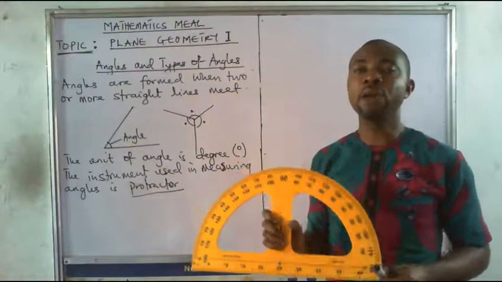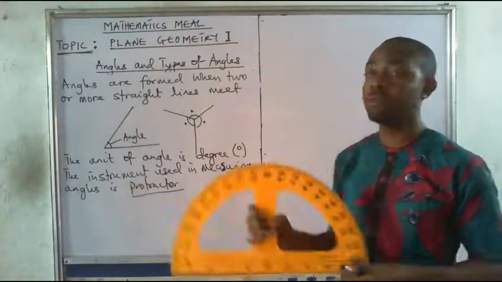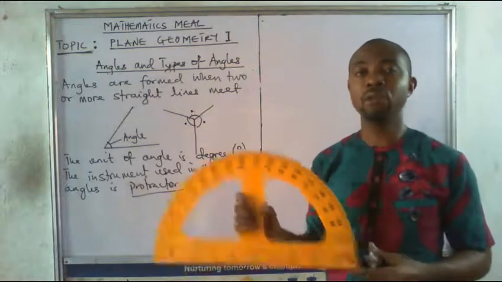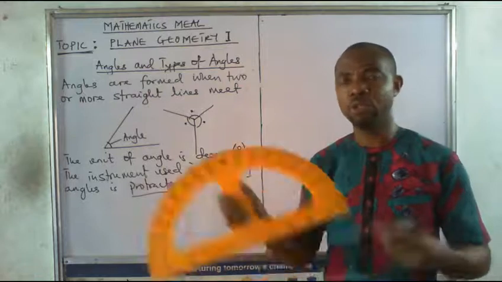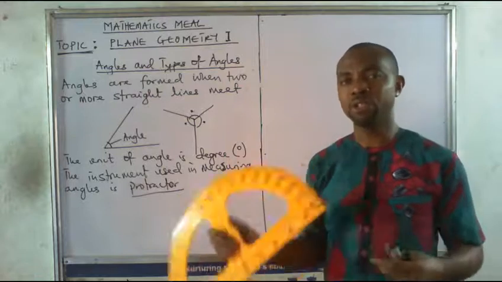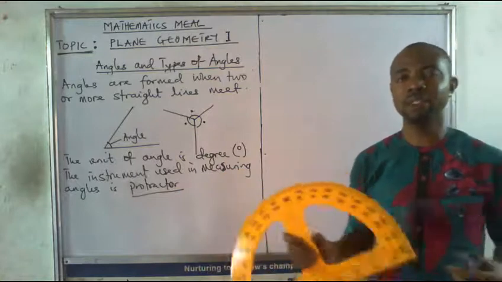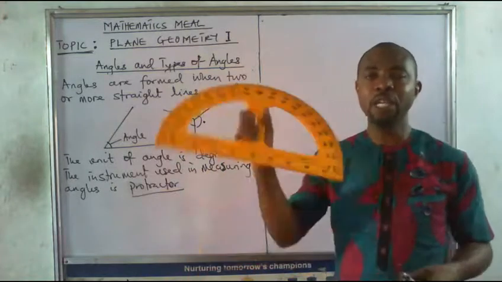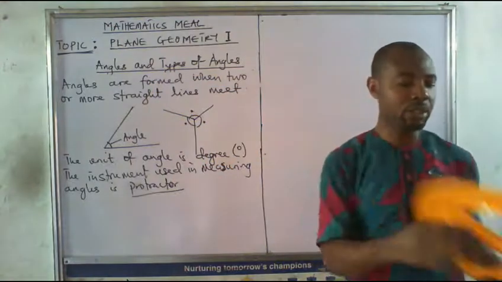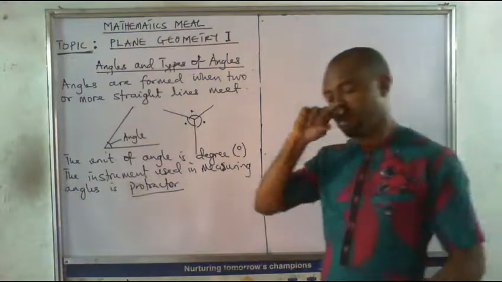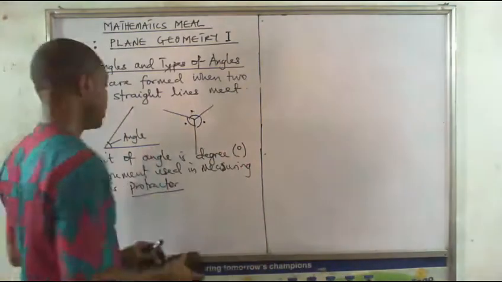We're going to use it by the time we start looking at geometrical construction. Remember, we are still in plane geometry 1. In plane geometry 2, we look at shapes, and then in plane geometry 3, we start doing geometrical construction. We'll construct angles, construct lines, construct bisectors of angles, bisectors of line, locus, and so on. That's when we'll start using this. This is a protractor, the instrument you use in measuring angles.